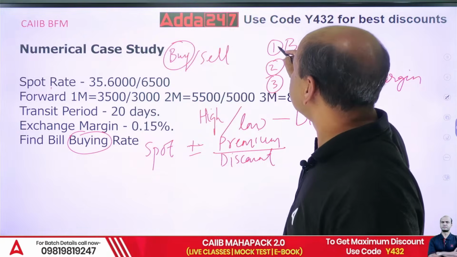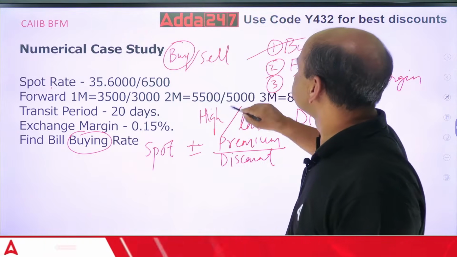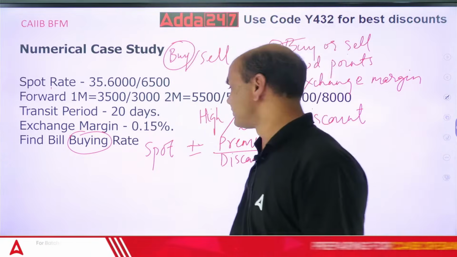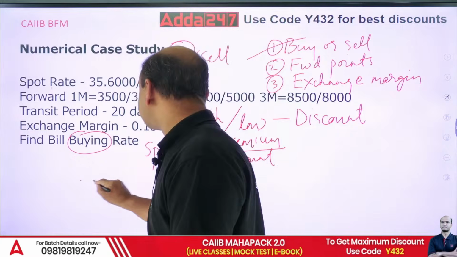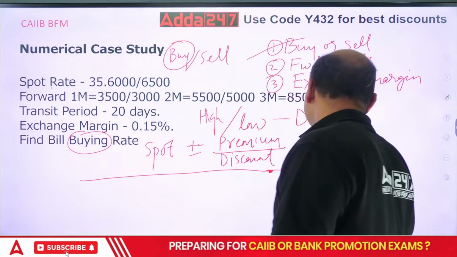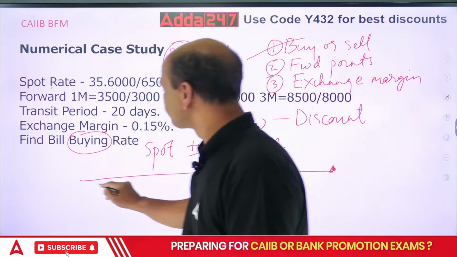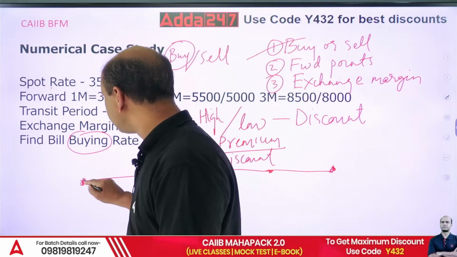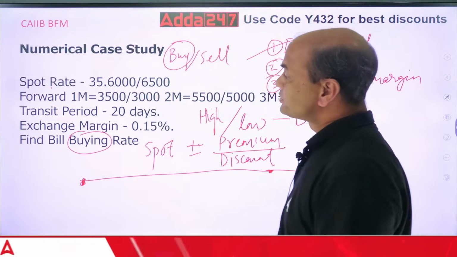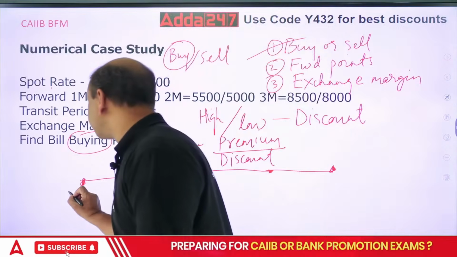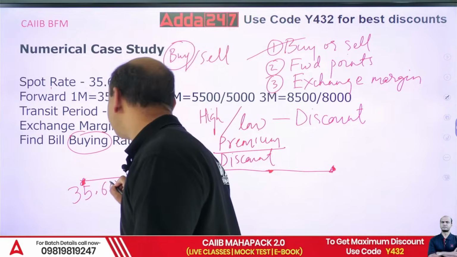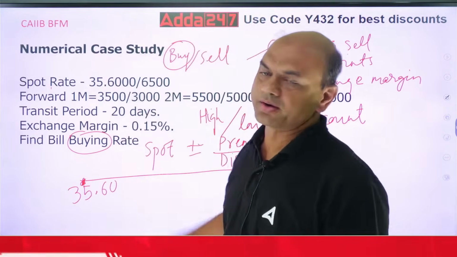See, right now we are in the second stage. This we have done. Now we are in the second stage, forward points. Which one will you take? So again focus on this. I'll write it over here because we have space over here. So spot is 35.60. Spot means today, 35.60. I will be taking 60, left side, buy.